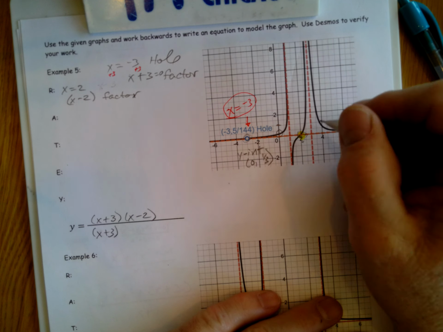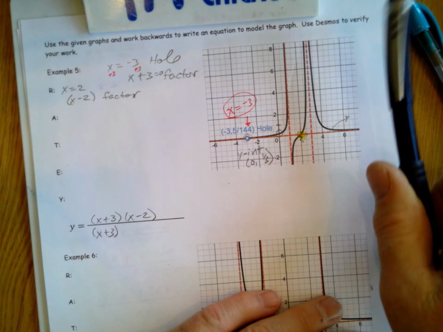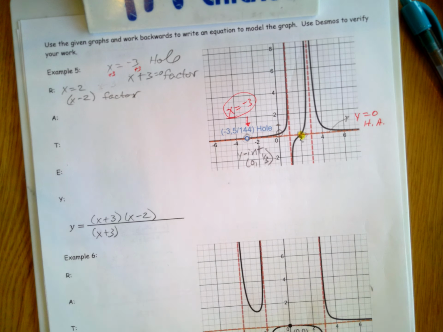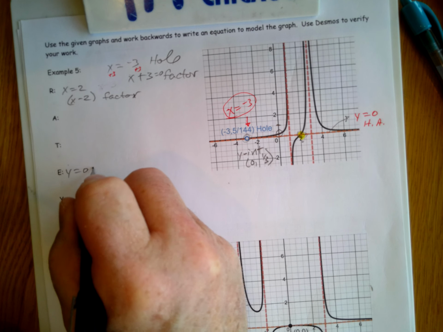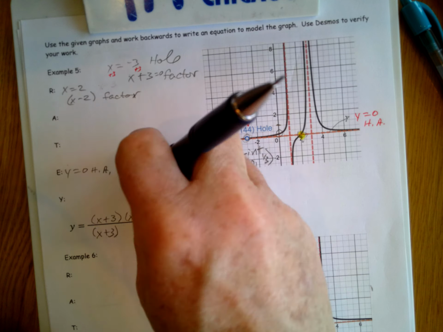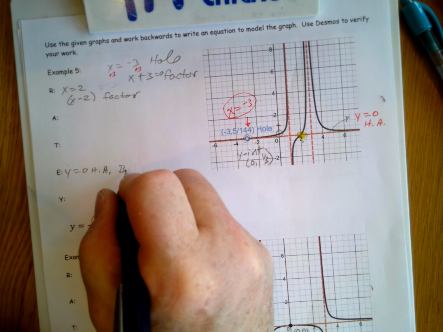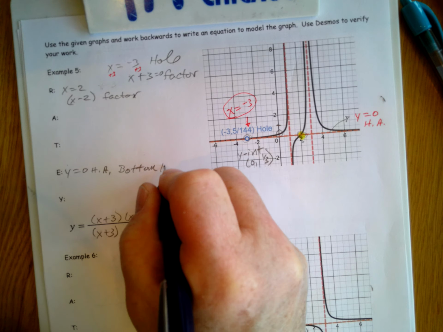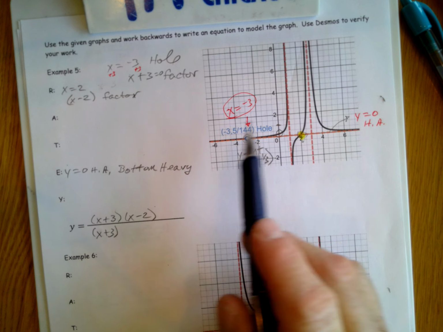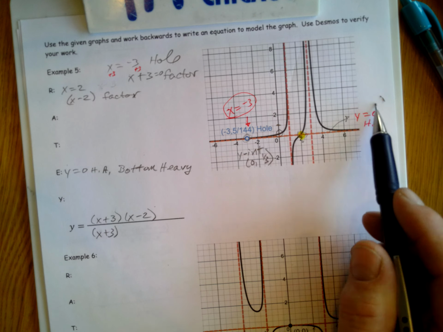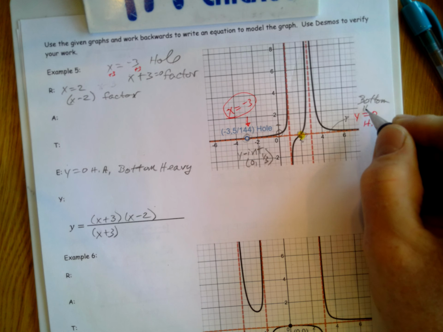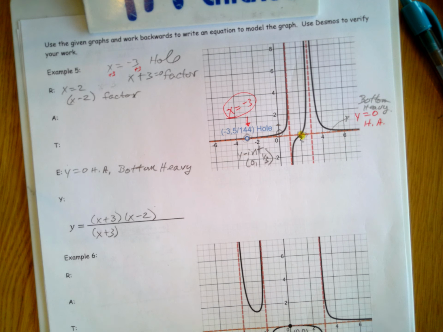Now, I also know that y equals 0 is a HA. Okay. So y equals 0 is a HA. What's a HA? A horizontal asymptote. What does that mean? That means that it's bottom heavy. How do I know that? Because if it were balanced, it would be up here at y equal 2 or y equal 1, my HA. But my HA is y equals 0, so that means it's bottom heavy. Okay? Bottom heavy. All right. Now, what else do we know?